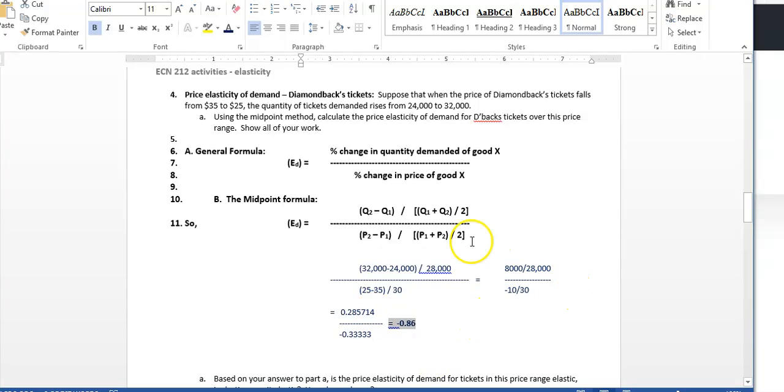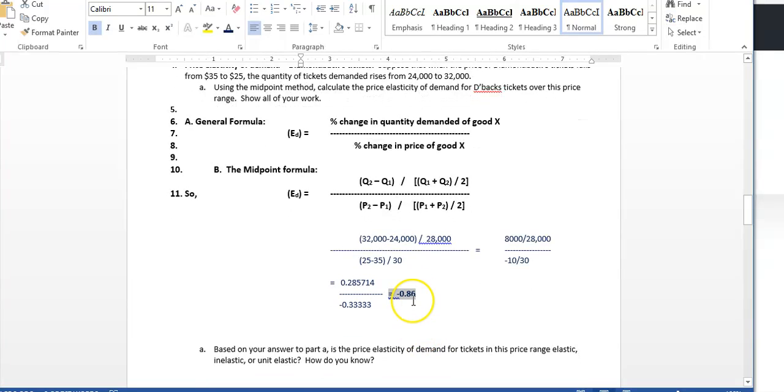Again, the most important thing is you follow this equation. You've simplified it here. You've gotten your decimals, then divide those two numbers. This is our answer, negative 0.86, or roughly somewhere around there. So what does that mean? Is that 86 cents? Is that 86%? No. Negative 0.86, that is our elasticity.